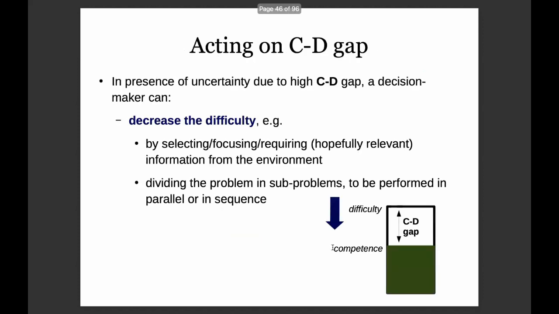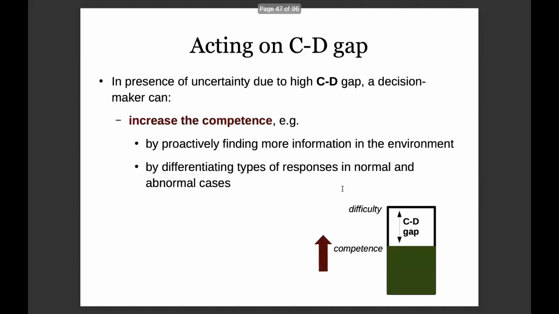So accepting the CD gap analysis, how can we act upon the CD gap? Well, in the presence of uncertainty caused by a high CD gap, a decision maker can decrease the difficulty, for instance, by selecting or focusing on relevant information from the environment and dividing the problem into sub-problems to be performed in parallel or in sequence. On the other hand, the decision maker can also increase the competence by proactively finding more information in the environment, so by enriching the flow of information he is receiving in order to take a decision, or by differentiating the types of responses into normal and abnormal cases. So that means I'm contextualizing in a hierarchical way the way in which I take decisions.